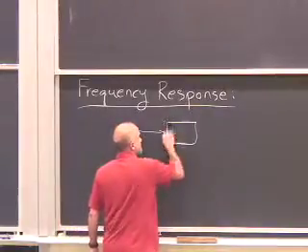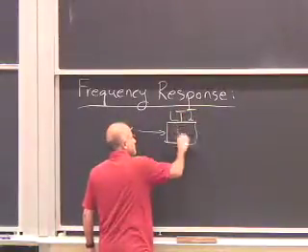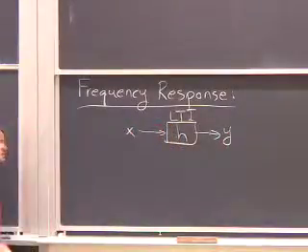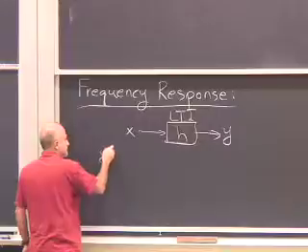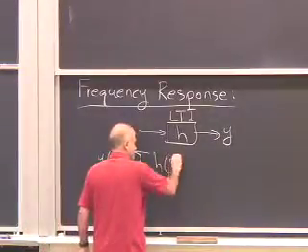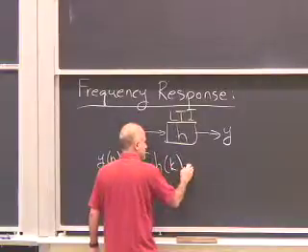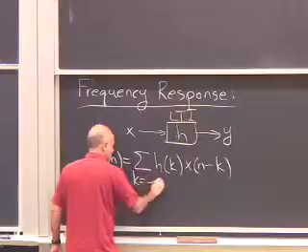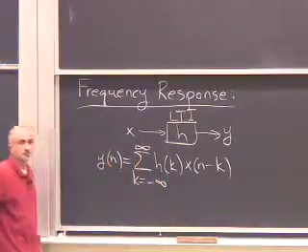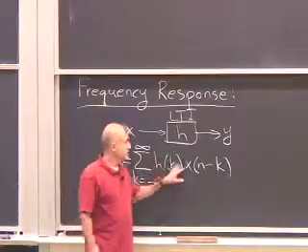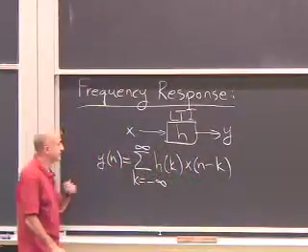So again, we have our LTI system with impulse response H, input X, output Y. And we know that the output is the convolution of the impulse response and the input. The dummy variable doesn't matter. It can be K, L, whatever.